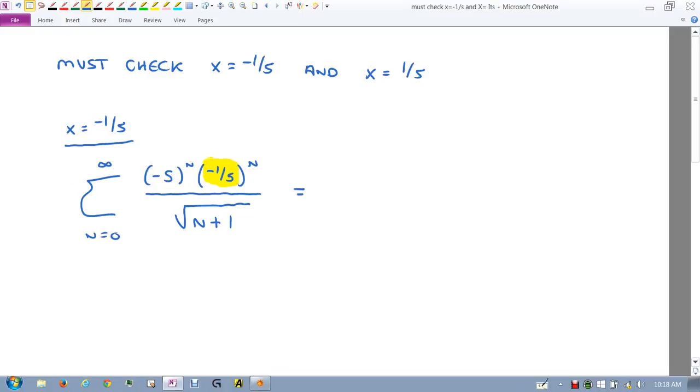Does everyone realize this is no longer a power series? This is now just a series. So what is that? What's negative 5 times negative 1/5? It's just 1, right? 1 to the n, which is just 1. So isn't that just 1 over square root of n plus 1?